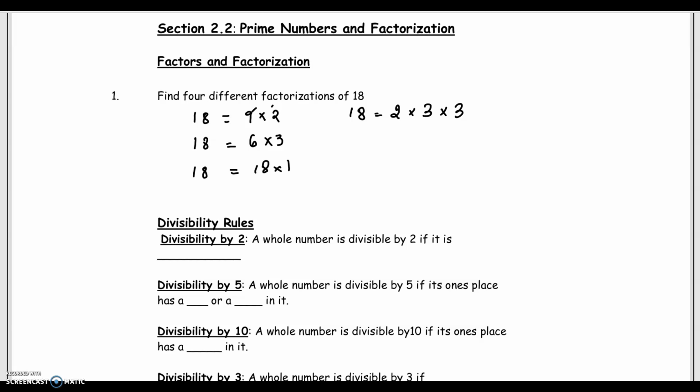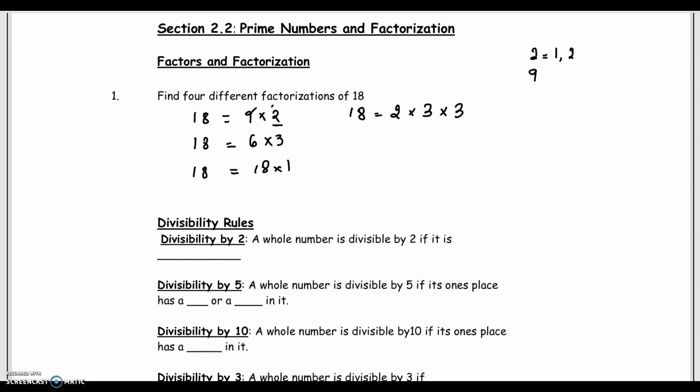So let's look at each factor. 18 is 9 times 2. 2 and 9 are factors of 18. 2 is called a prime number because you cannot break it down any further. What are the factors of 2? One trivial factor is a 1. The only other factor is 2, right? Because 2 times 1 is 2.